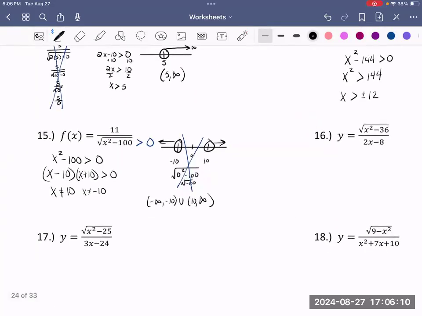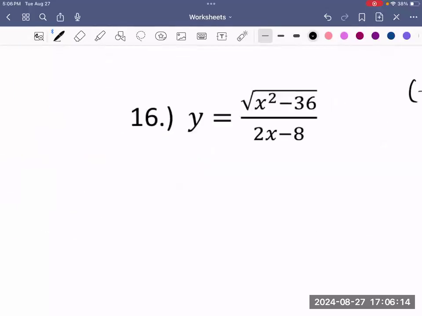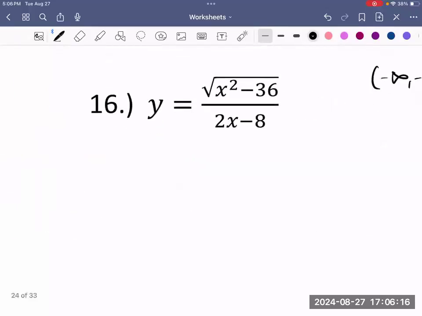Let's take a look at a few more variations. So let's look at y. So now notice that we have multiple things going on. We have a denominator, we have your radical. So let's take a look at your numerator.